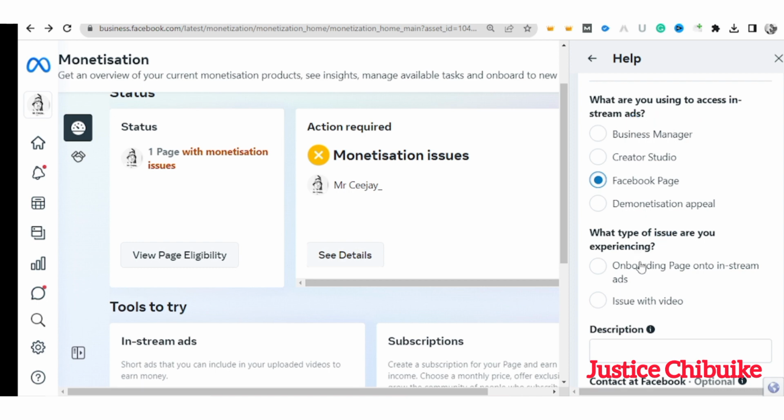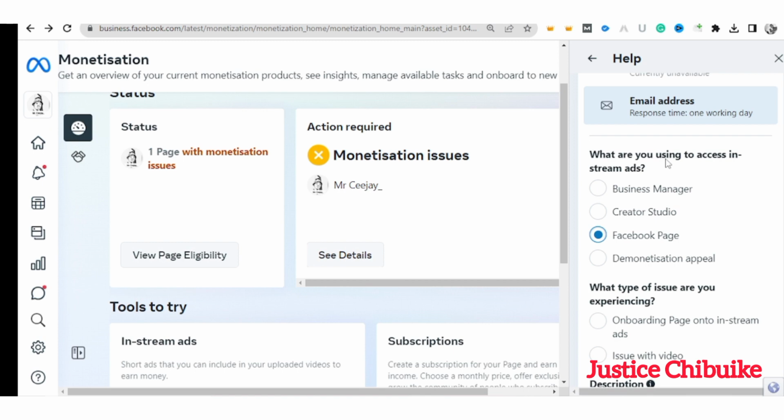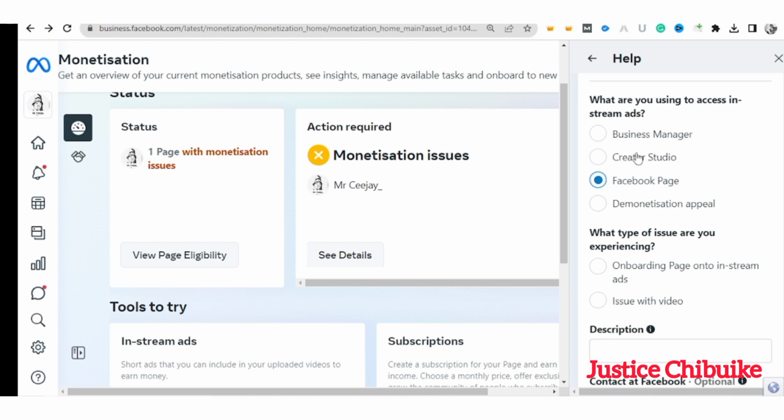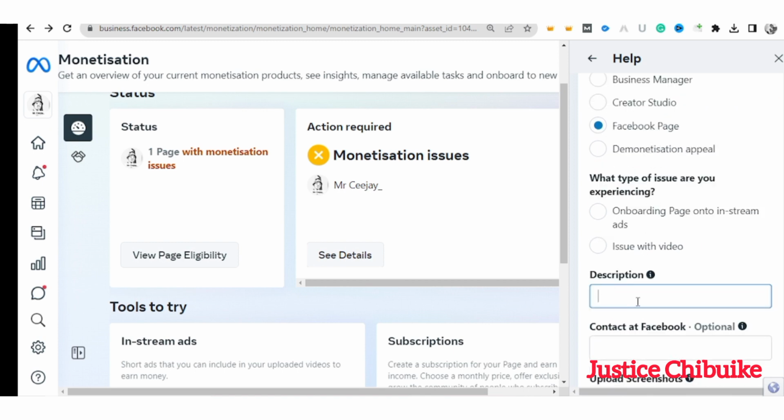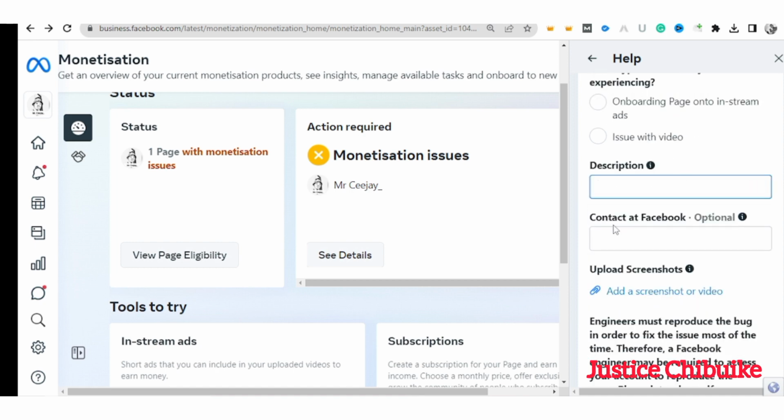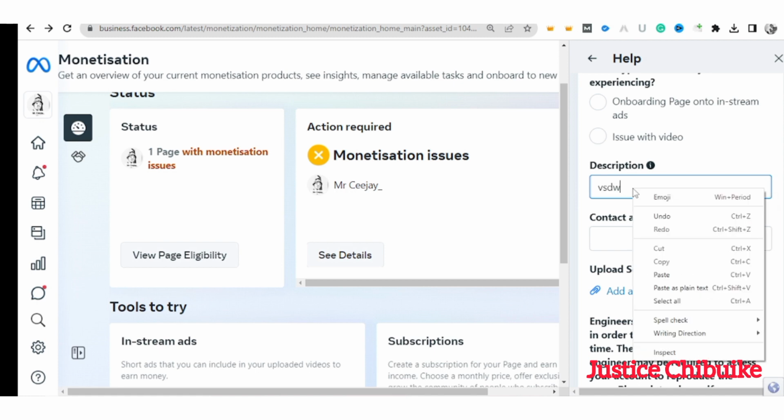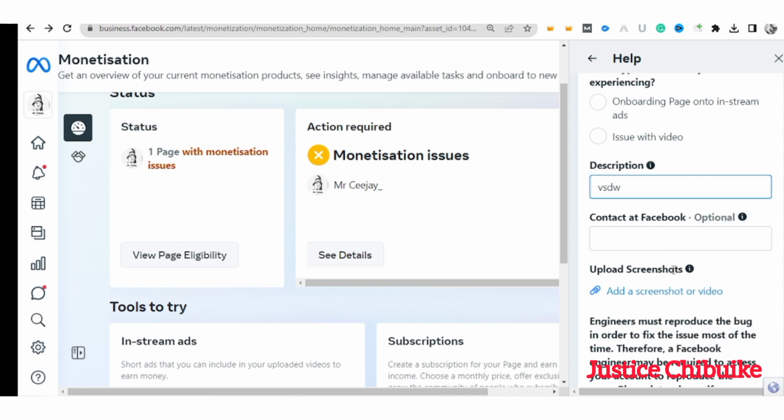Then the type of issue you are facing. So you are going to select any issue that you are facing on your page. So here you are going to describe the issue that you are facing and contact Facebook. So in this description, make sure to add a link to your page, like the link you copied earlier. You are going to add it here. This is very important. You paste that link after describing the issue that you are facing on Facebook.